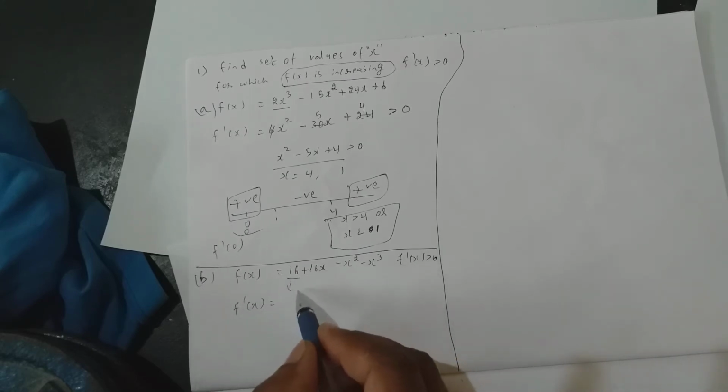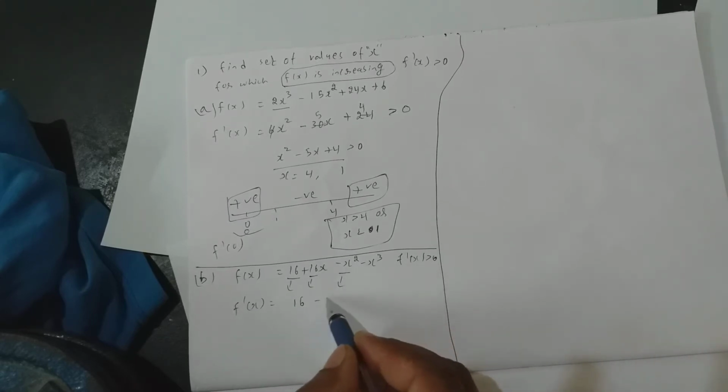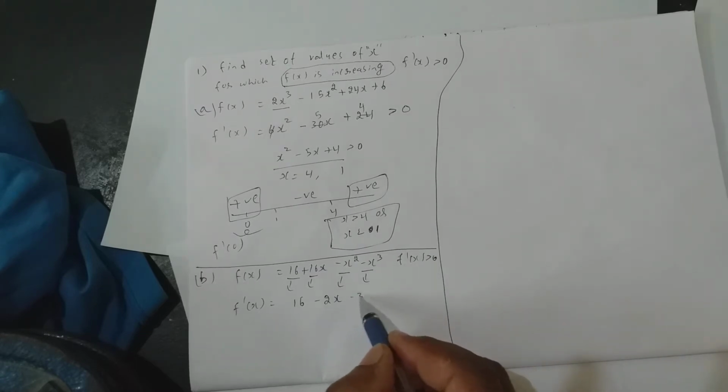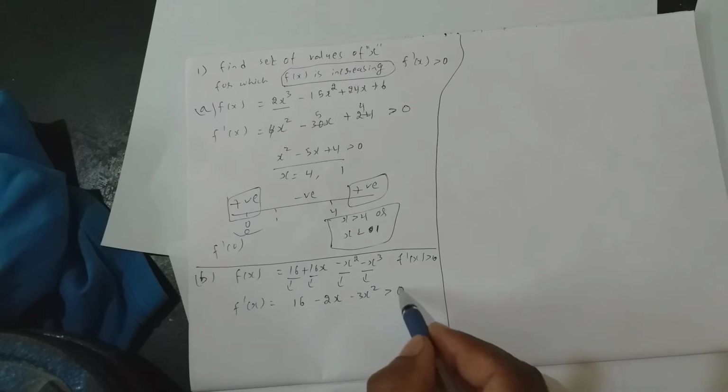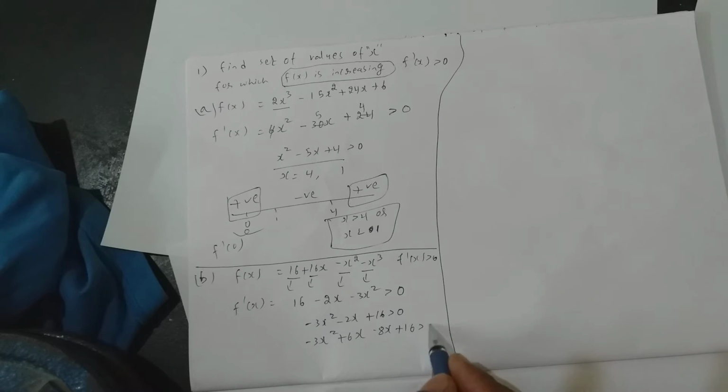For 16 it is 0, I am not writing. For 16x it is 16. For minus x square you get minus 2x. For minus x cube you get minus 3x square. Greater than 0. That is minus 3x square minus 2x plus 16 greater than 0. Don't change the signs. Leave them like that and factorize it. So how much do you get? Minus 3x square plus 6x minus 8x plus 16 greater than 0.